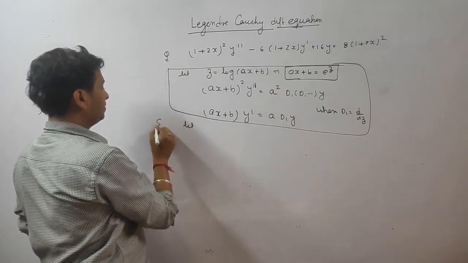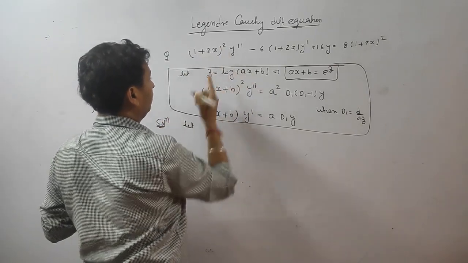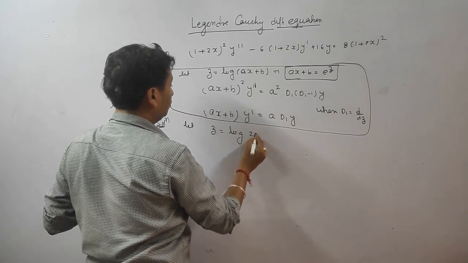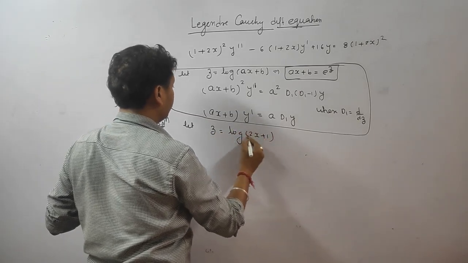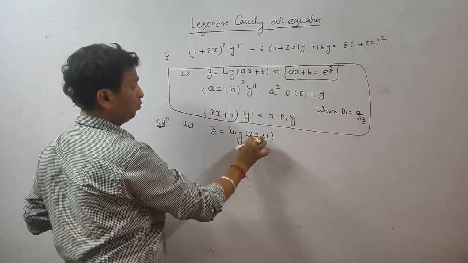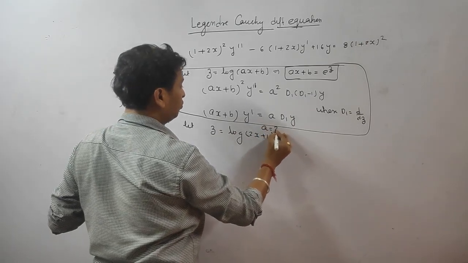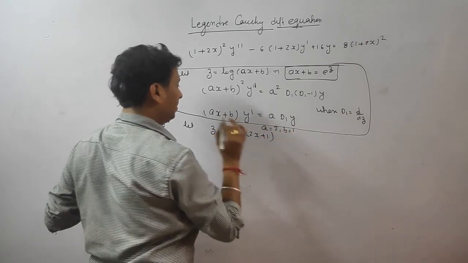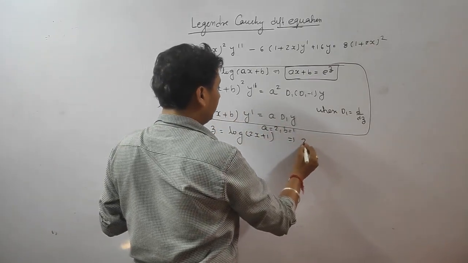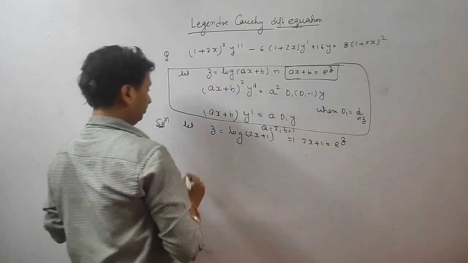Let, for this question, we have (1 plus 2x) squared. Let z is equal to log(2x plus 1). Correct? Because what is the a value? 2. What is the b value? 1. Here a is equal to 2 and b is equal to 1. Please keep this in mind because that is very important. This implies 2x plus 1 is e to the power z.